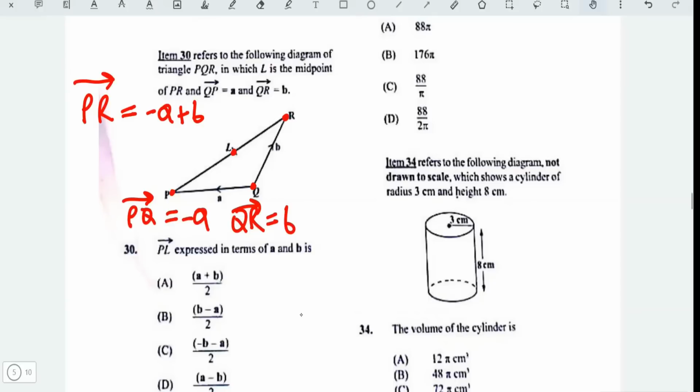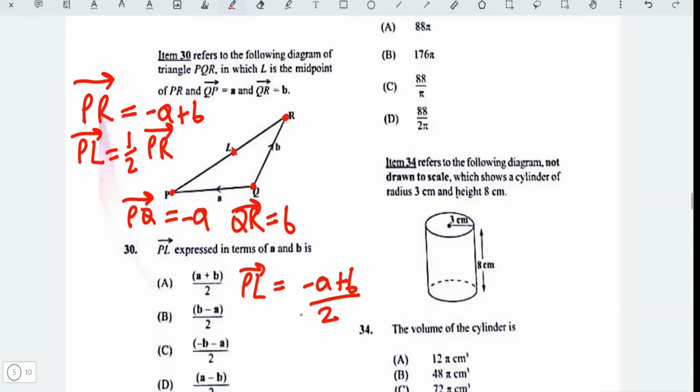But now we need vector PL. Vector PL is a half of vector PR. It's half the journey of going from P to R. So if we're going halfway, PL is just going to be negative A plus B divided by 2. Rewrite negative A plus B as B minus A over 2. That's it, B minus A over 2. Nice. Okay.